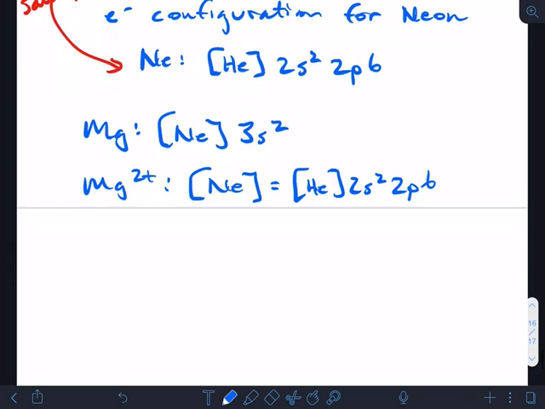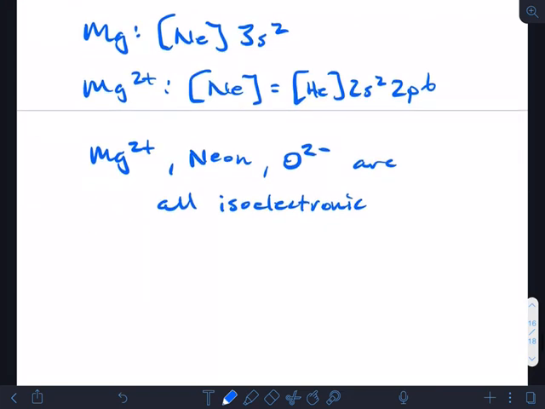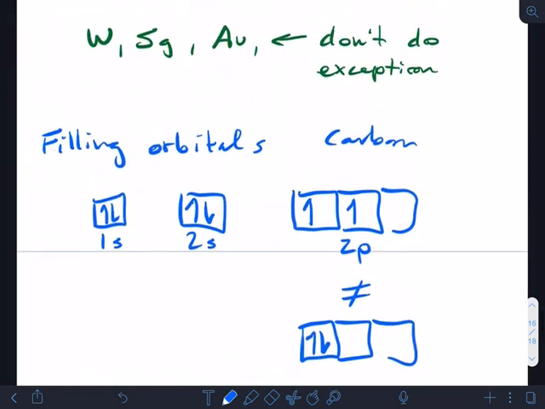Okay? So if they have the same electron configurations, if we're a negative ion, we add electrons. If we're a positive ion, we take them away. We can have different species that are isoelectronic. So we would say that magnesium 2+, neon, and oxygen 2- are all isoelectronic. Okay? Or we can call it an isoelectronic series. All right?